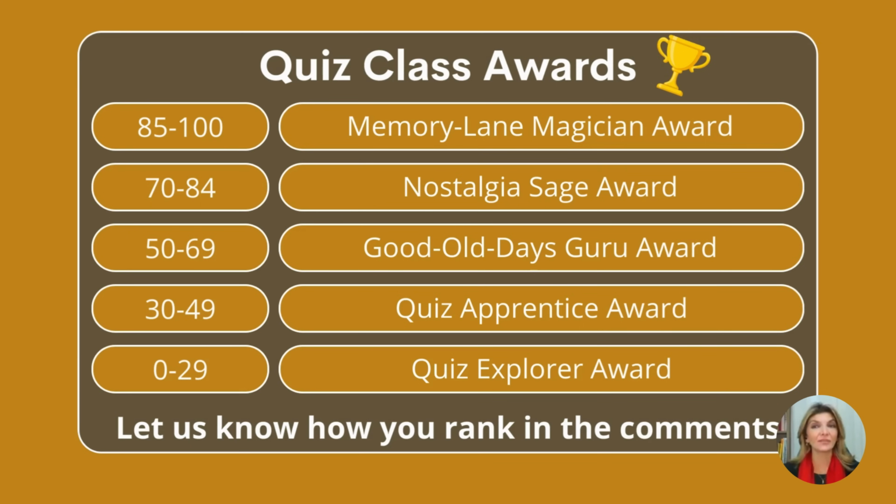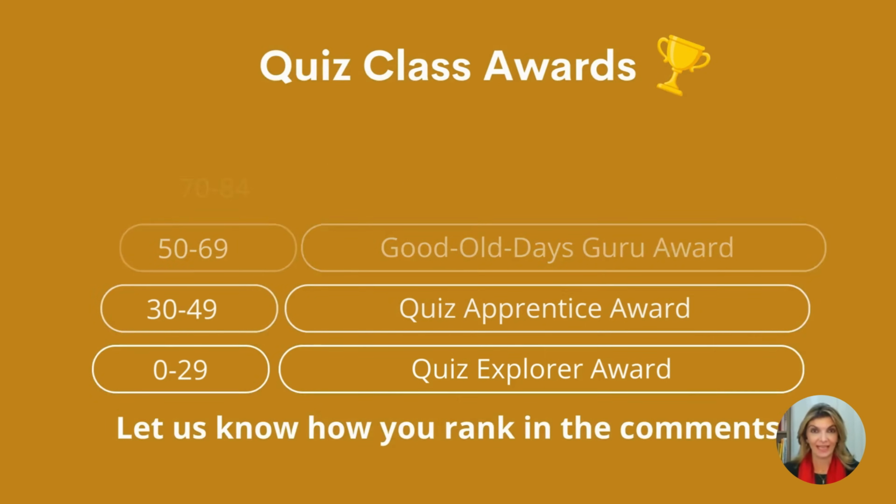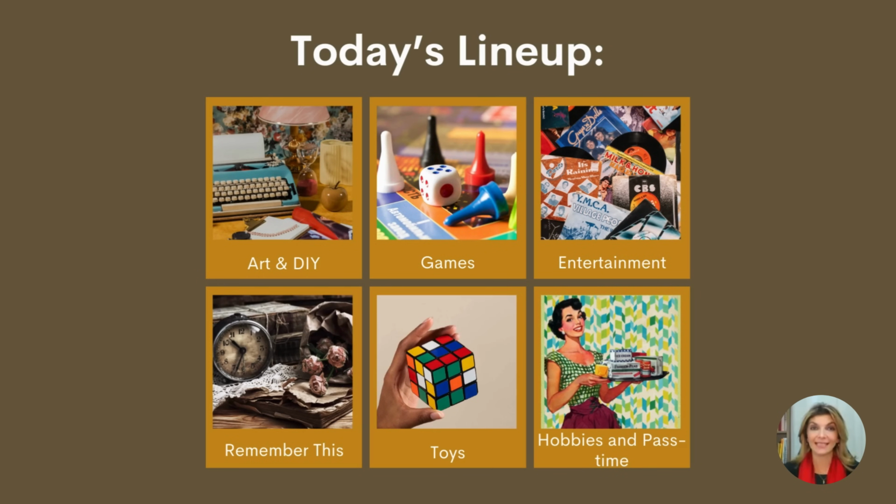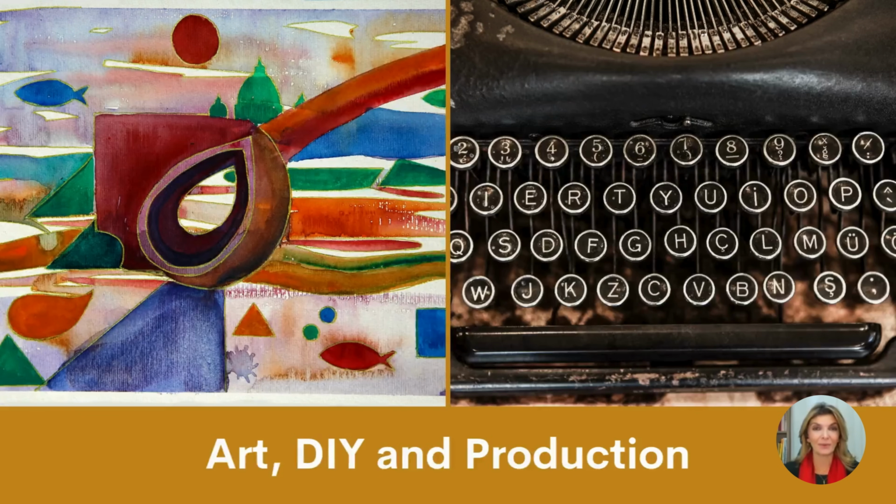And we have 6 different categories today. The categories are art and DIY, games, entertainment, remember this, toys, and hobbies and pastime. So let's begin with question number 1 on art, DIY, and production.